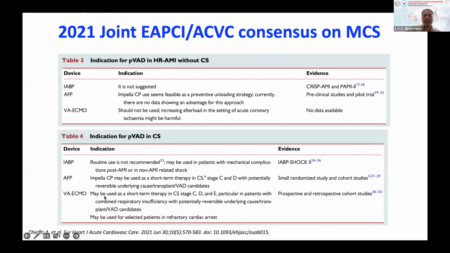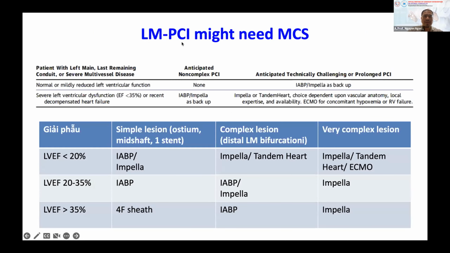So through all the guidelines, you can see the role of the IABP is not really evident. But this is something like in Vietnam, there is only one device we have. The ECMO is only good for the patient with a real cardiogenic shock. Impella or the tandem heart is very rare in Vietnam. So this is the real situation.